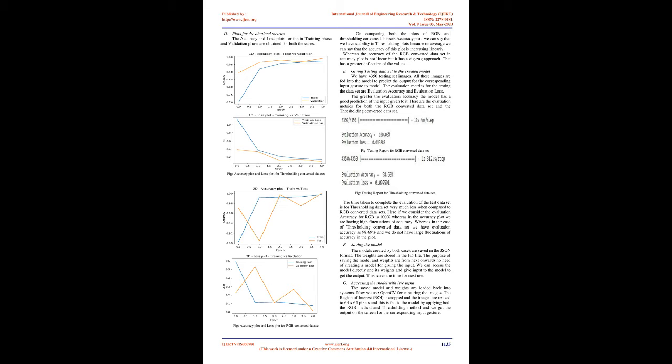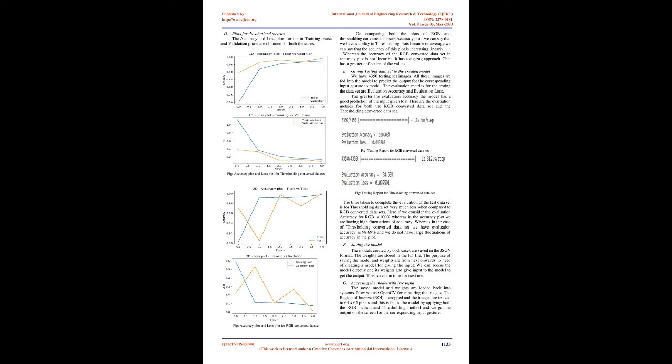In another program, code is written for converting from RGB to thresholding. Fig. Summary for the models created using CONV1D and CONV2D, i.e. thresholding dataset and RGB dataset. Fig. Report for splitting the converted threshold dataset into training and testing set.